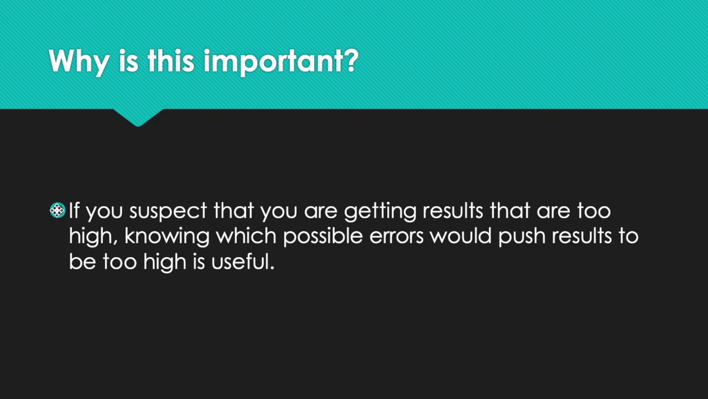Also, if you're working in a lab and you suspect that you're getting results that are too high, or if you think of 6 possible errors that you might have made in the lab, but 3 of them would make your results too high and 3 of them would make your results too low, you would investigate the errors that make your value too high first. So it is useful to know which of the possible errors that you thought of are more likely because you know which ones push your results too high.